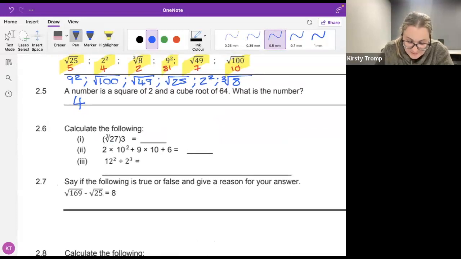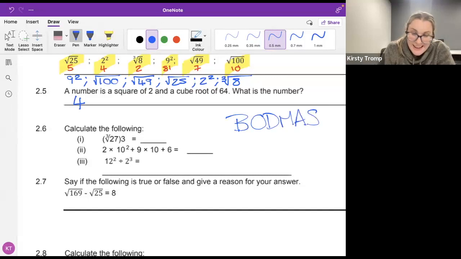2.6. Let's go calculate, everybody. First one in 2.6, I've got the cube root of 27, and I'm timesing that by 3. What do we need to remember here, everybody? We need to remember that we've got B, O, D, M, A, S.